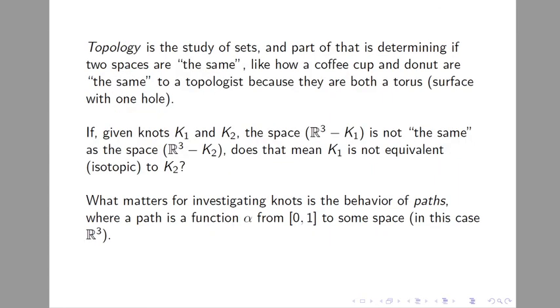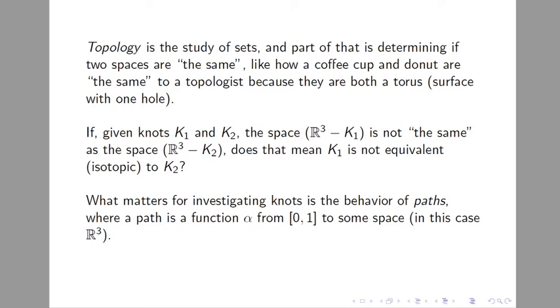To do this, we must first cover some basic topology. Topology as a whole is a study of sets, and a part of this is deciding if two spaces are the same, like we're trying to do for knots. This is where the joke comes from about how a coffee cup and donut are both the same to a topologist because they're both a torus. And the Gordon-Luecke theorem for knots says that if the complements of two knots are the same topologically, the knots are isotopic. And so we can investigate the complement of a space, R3 minus a knot, instead of the knot itself.